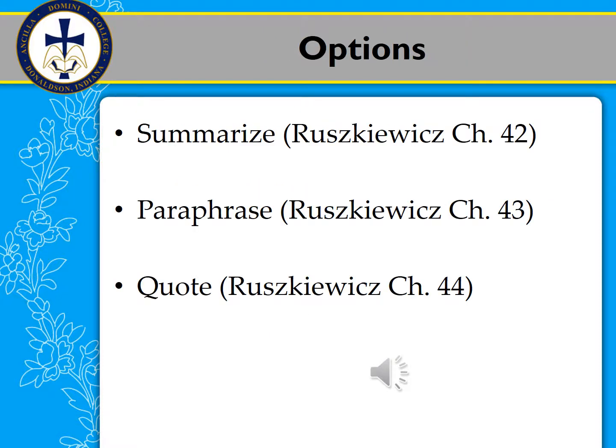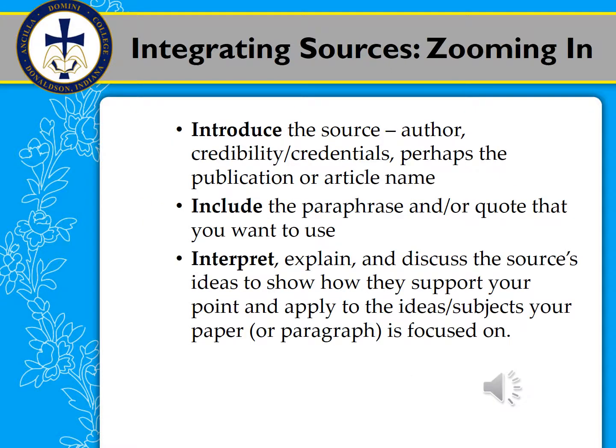When you go to use research in your paper, you really have three options: summarizing, paraphrasing, or quoting. And you can see here that there are different chapters dedicated to those within our How to Write Anything books. When we integrate sources into our papers, then we need to go through a few different steps to make sure we're doing it well. And the situations are going to be different from paper to paper, and even within your paper you might do these in different ways.